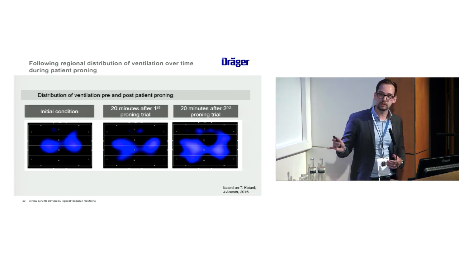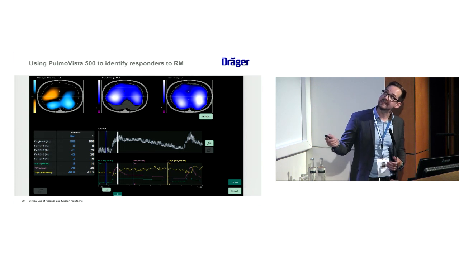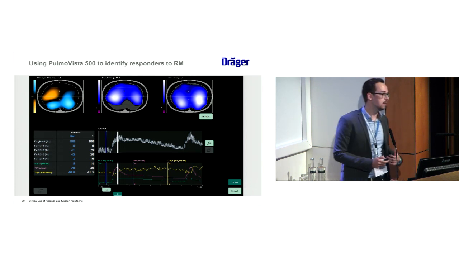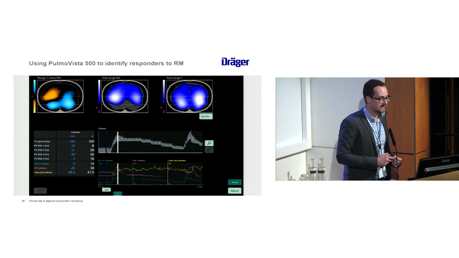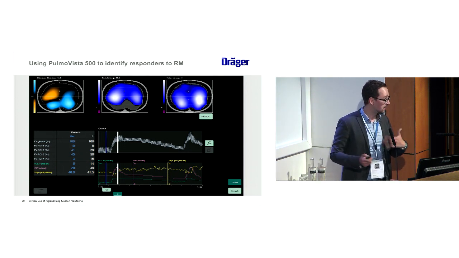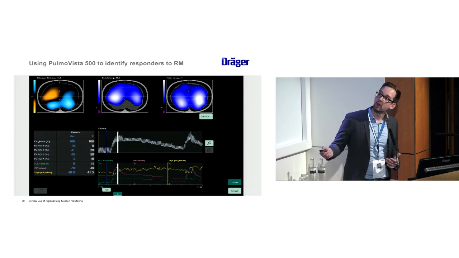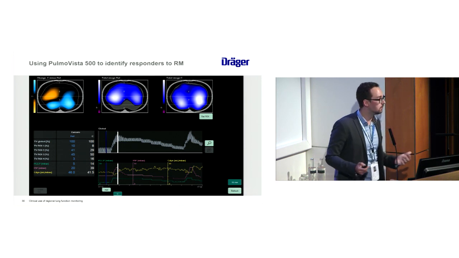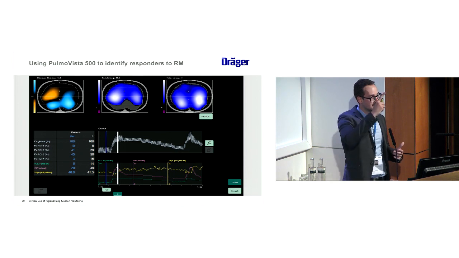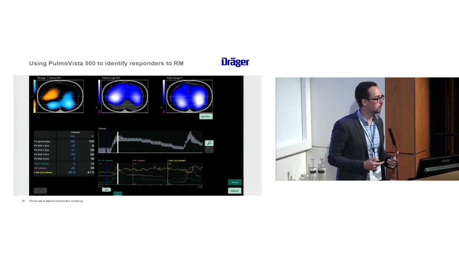We can also use this technology to identify whether or not a patient is responding to a recruitment maneuver. We've shown this in the beginning, but I just want to show you also how this is done with the device. What can we see in these images? We have a cursor, which is our reference, and we have a cursor position, which is our comparison point. This curve right here is the so-called global impedance curve. This simply is a reflection of the volume curve of the patient.